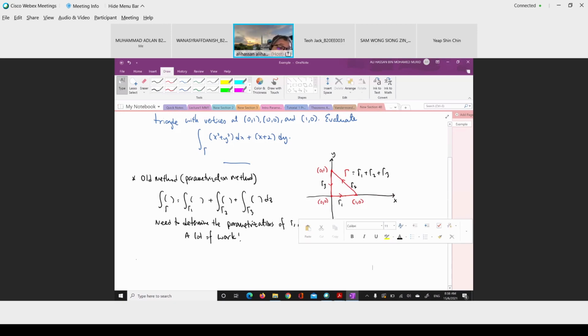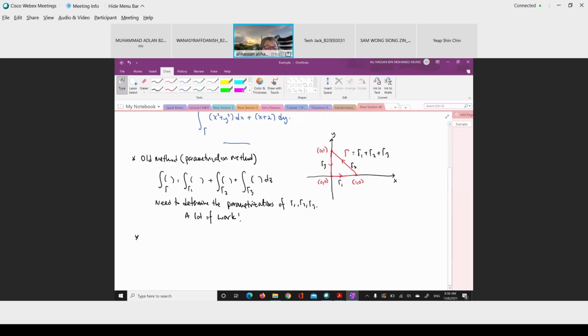So let's see if the fundamental theorem of line integral is applicable. If it is applicable, the answer should be 0, right? Because it is a closed curve. So how to determine whether it is applicable?